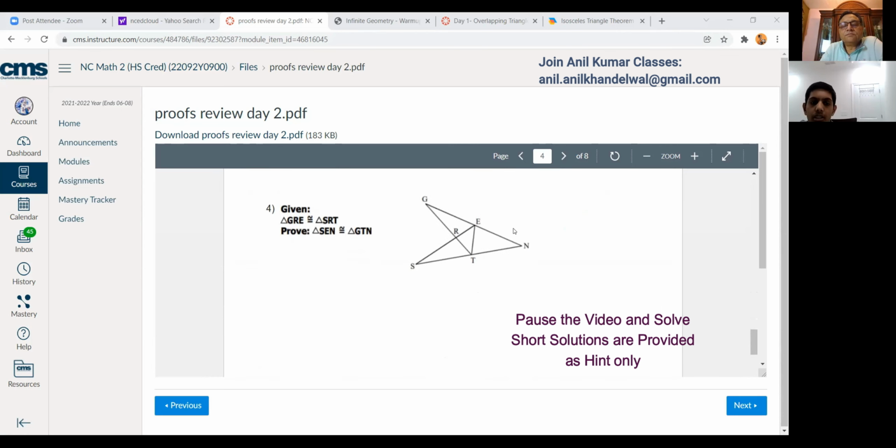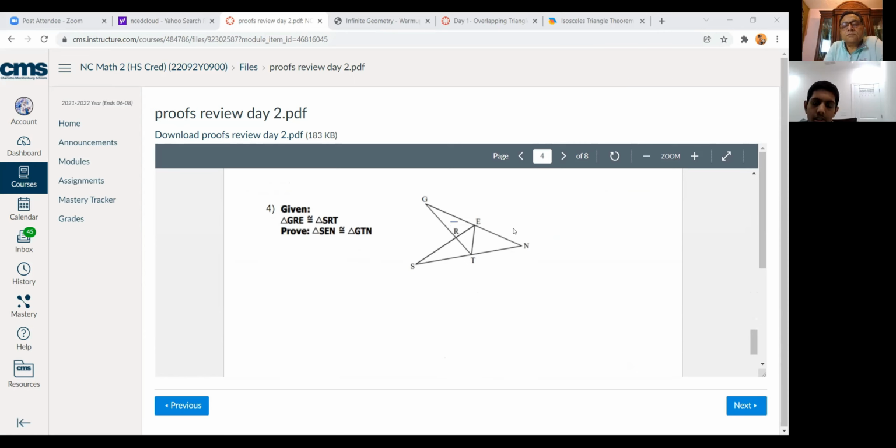Given triangle GRE is congruent to triangle SRT, prove that triangle SEN is congruent to triangle GTN. Okay, so we are given these small triangles as congruent. Let me just shade there. This one and this one, right? When they are congruent triangles, we can say that this side is equal to this side, that side is equal to that side, and the angle, most important for the bigger triangle, is also equal.